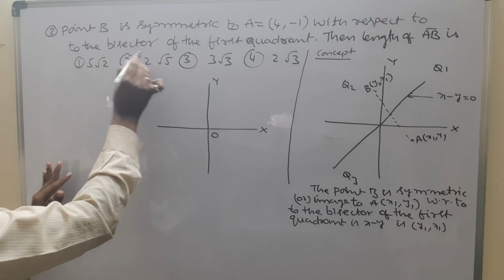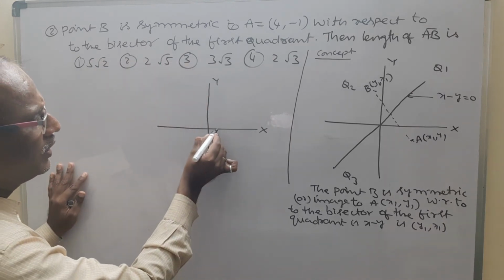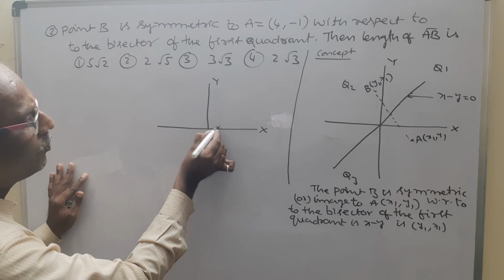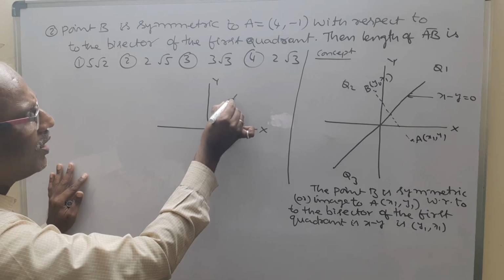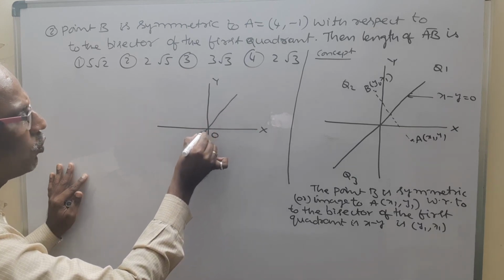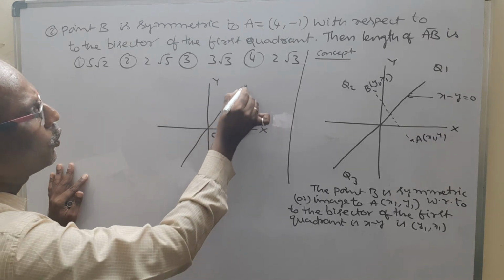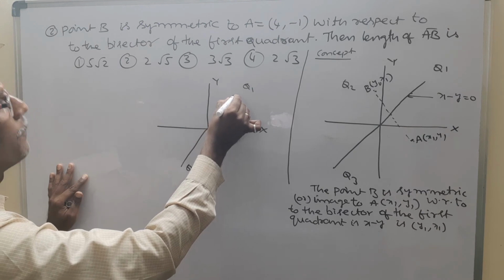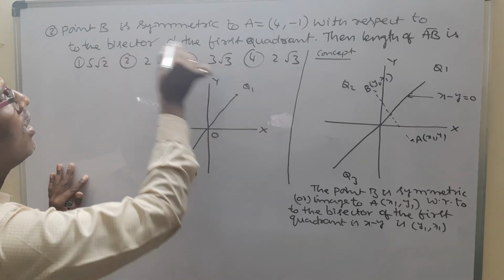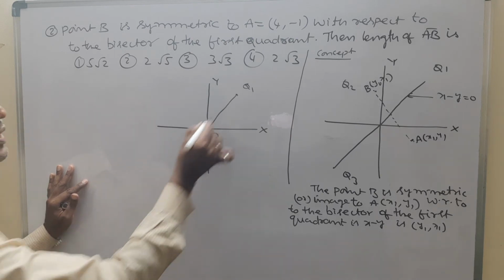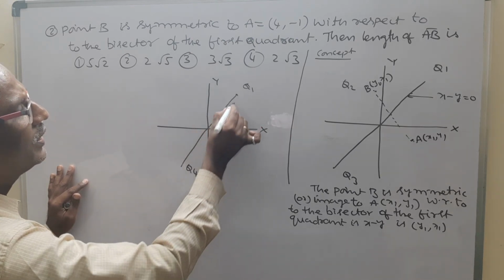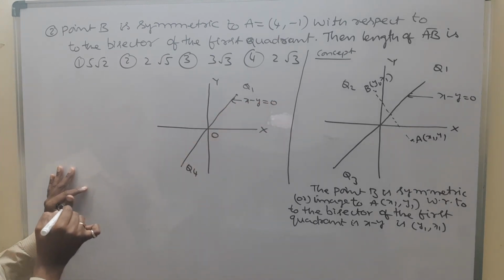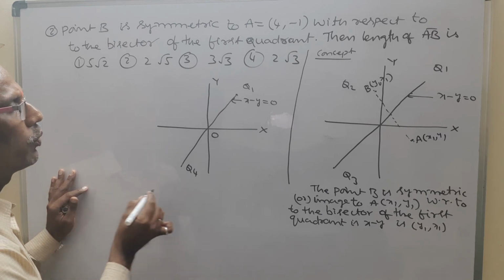Here the bisector of the first quadrant means the angle between the coordinate axes is 90 degree. Bisector means the line passing through 45 degree, 45 degree. This line passes through the first quadrant and the third quadrant. This line is called the bisector of the first quadrant. This line is at 45 degree. Remember that this line equation is x minus y equal to 0.